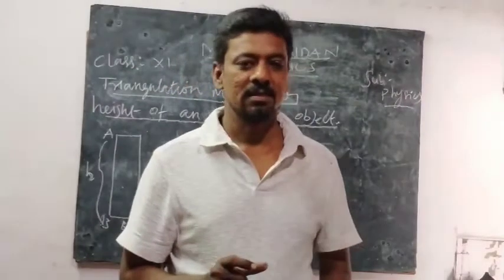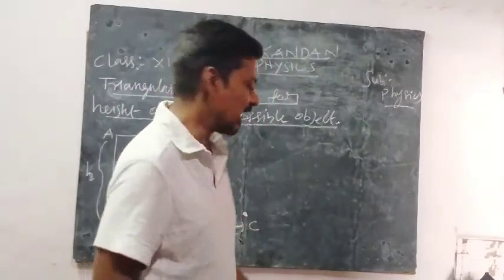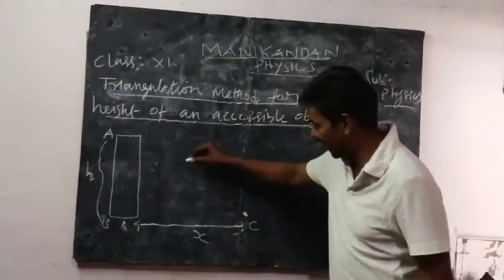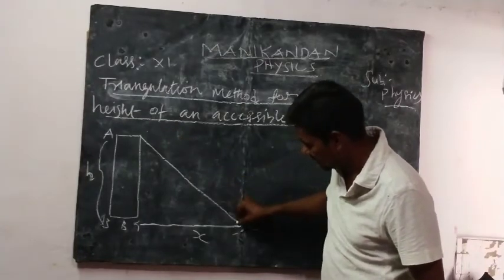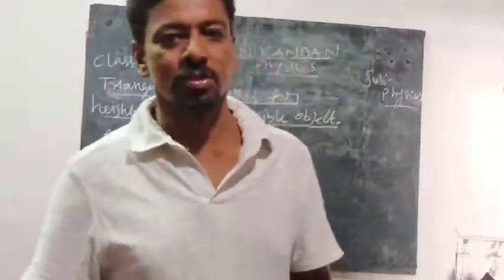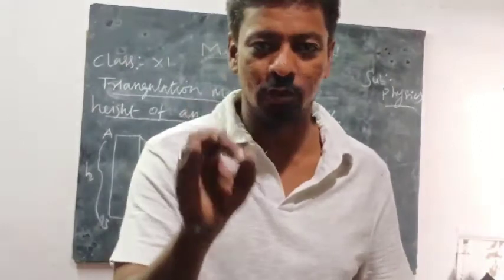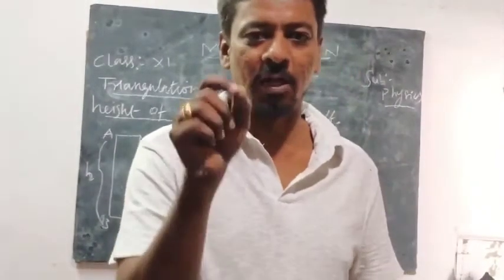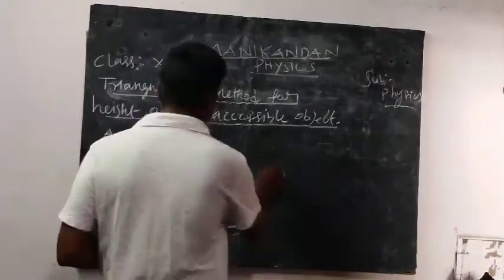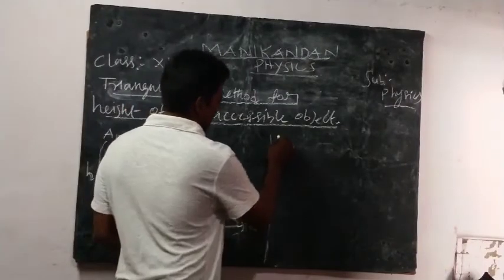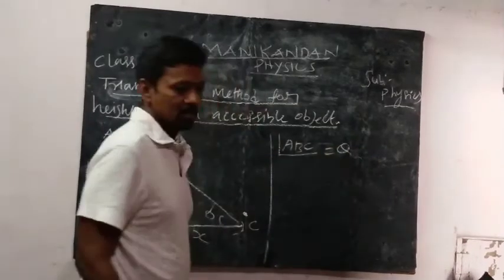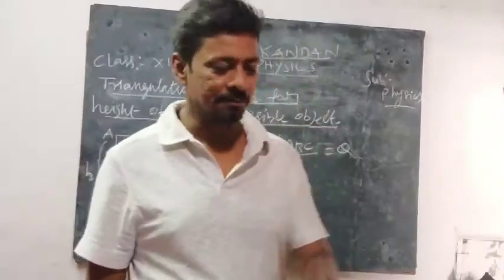Place a range finder at point C to find the angle of elevation. Theta we got. Theta is the angle of elevation. So to find the angle of elevation, we have to place a range finder at the point C. Now we get angle ABC is equal to theta.